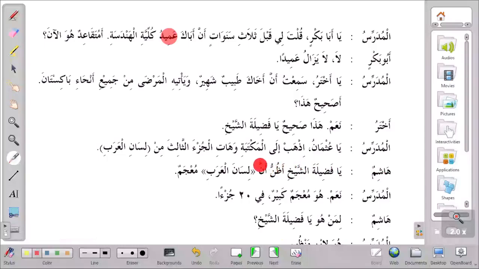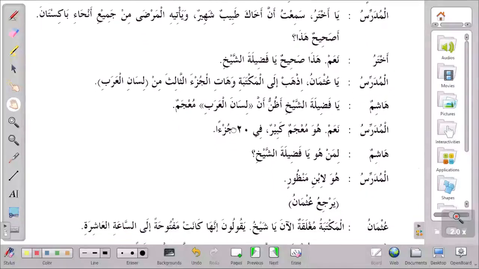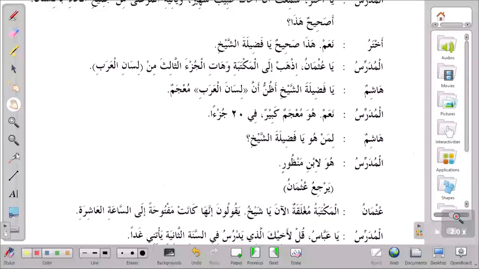Hashim says, Ya fadilat al-shaykh, azunnu anna, I think that Lisan al-Arab mu'jam is a dictionary. The teacher says, Naam huwa mu'jamun kabirun. Yes, it is a big dictionary. Fi 20 juz'an, in 20 volumes. This dictionary has 20 volumes, volume 1 to volume 20. A very beneficial and very popular dictionary.